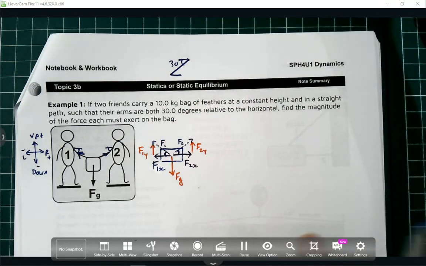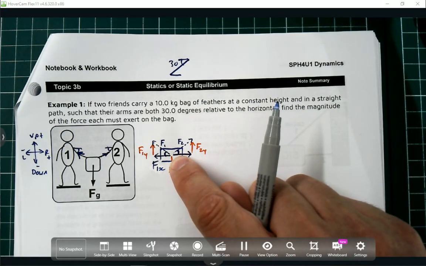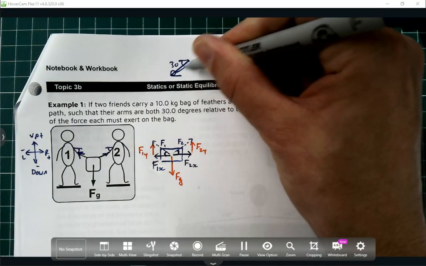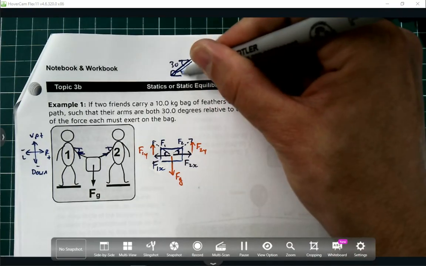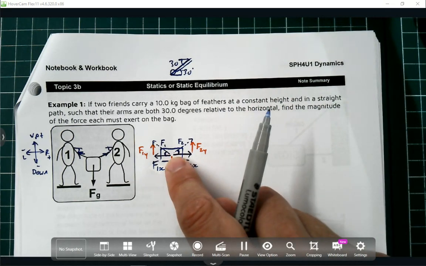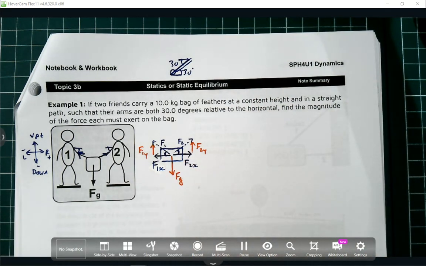F1x. All right, so the reason that we can say these guys are 30 degrees is because the hand is acting 30 degrees below the horizontal, but that would also be 30 degrees. Okay, so just a little bit of rationale on that one. So we've got all of our things labeled up here.